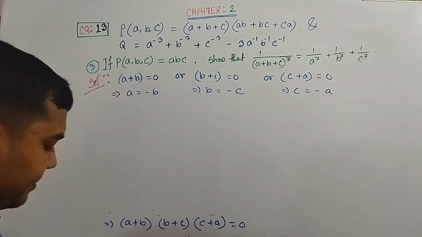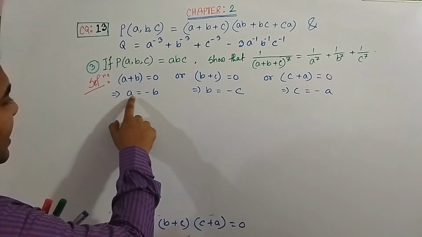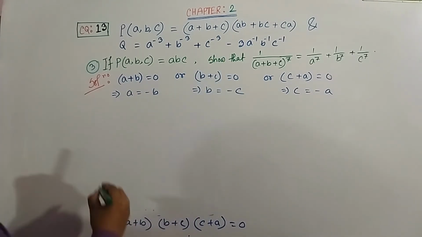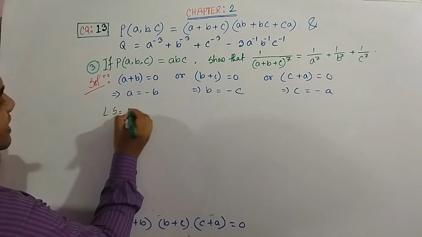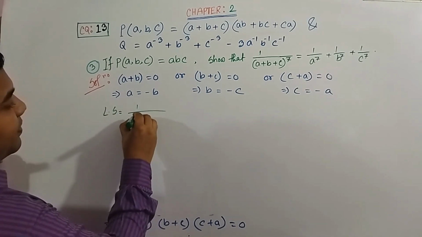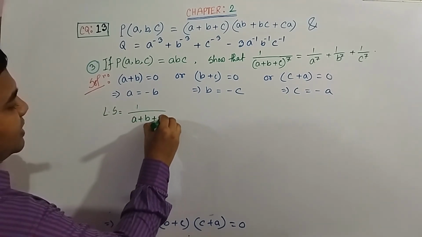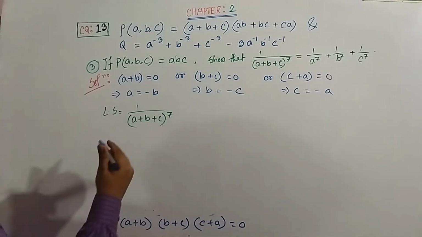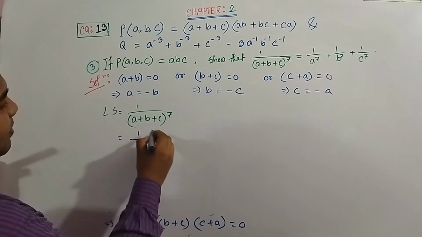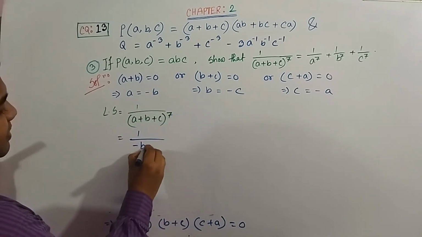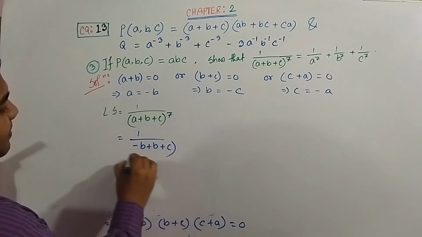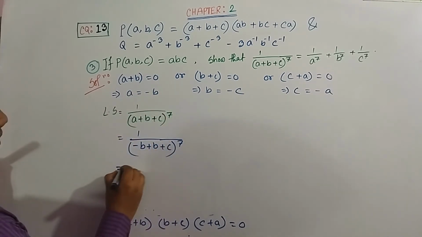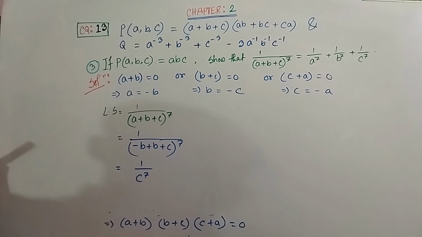So here if A equals minus B, then what will be our left side? On the left side, there was given 1 by A plus B plus C whole to the power 7. So we'll put, in place of A, minus B plus B plus C whole to the power 7. Just putting the value of A in here, then we get 1 by C to the power 7.